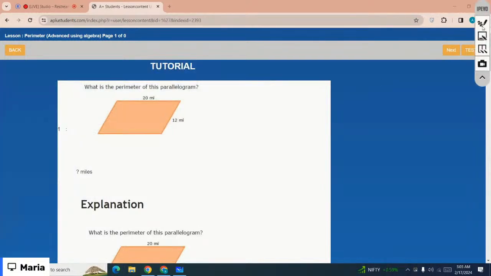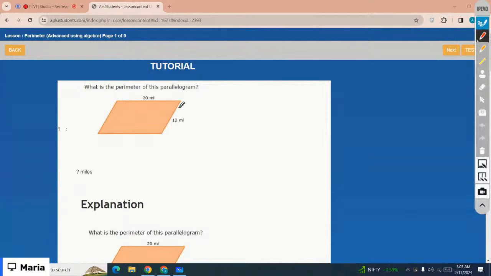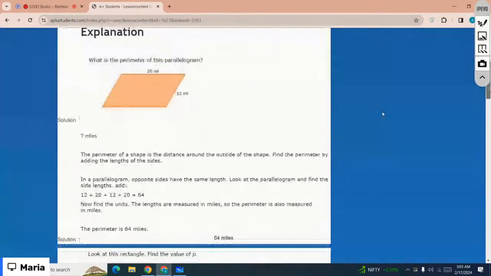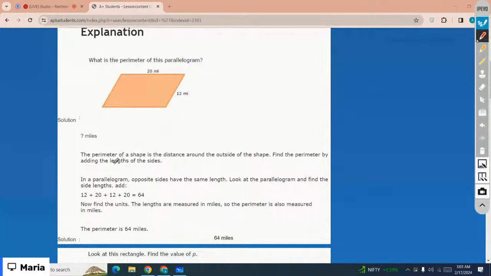So here is a parallelogram given. This side and this side are equal in length, that is 12 miles, that is also 12, and this length is also equal because they're parallel, that is 20 meters, so that is 20. When we need to calculate the perimeter of a closed shape, we need to calculate all the side lengths, right? The perimeter of a shape is the distance around the outside of the shape. That is the definition of the perimeter. Find the perimeter by adding the lengths of the sides.